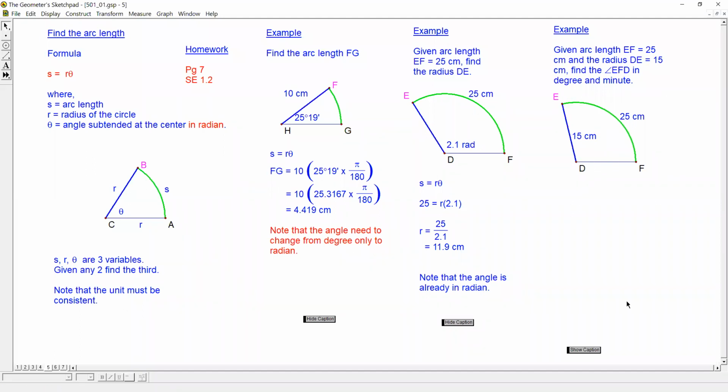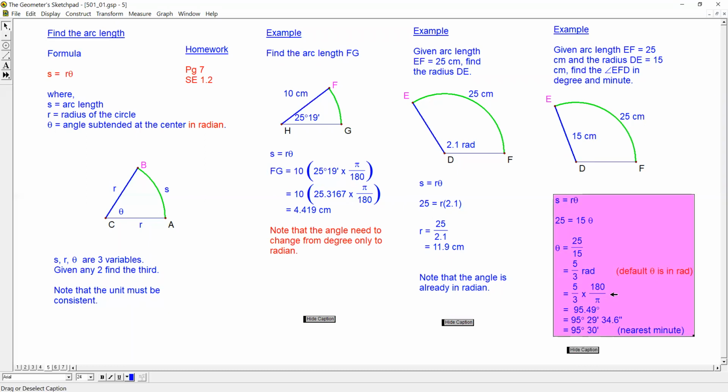Last example here. Given the arc length is this one, 25. This arc length here. Arc length is 25, radius is 15. Find the angle in degree and minute. That means they want you to find this angle here, the angle at D. Now understand the question, okay?